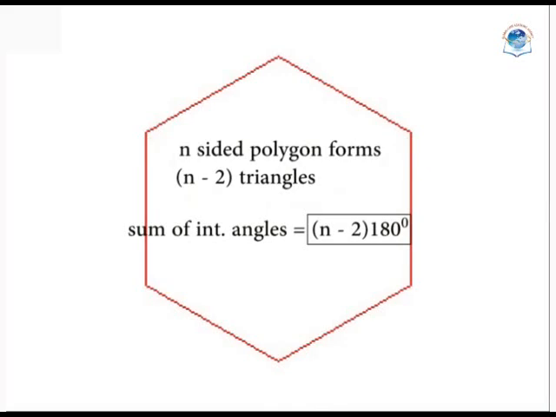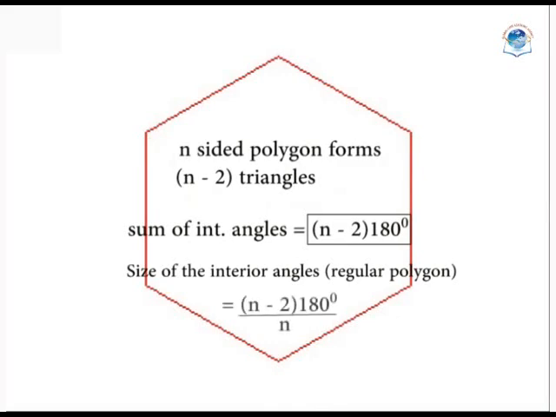Now for an irregular polygon, we cannot know the size of the specific angles unless we measure them individually, because they are not equal. However, for a regular polygon, it is possible to find the size of individual angles because they are all equal. And the way we do that is to divide the sum total by the number of angles. And if you recall, we have said the number of angles equals the number of sides. So we simply have (n minus 2) times 180 divided by n.